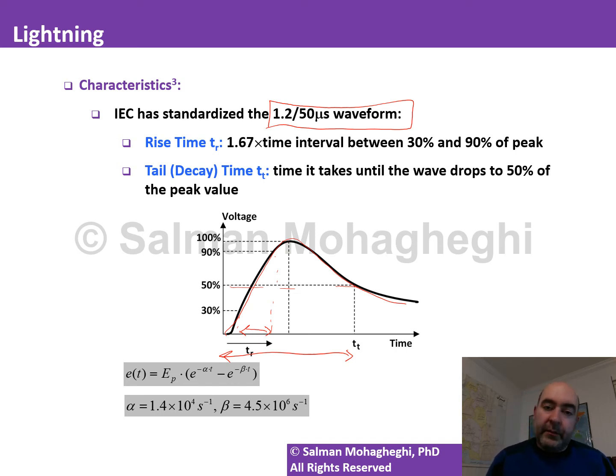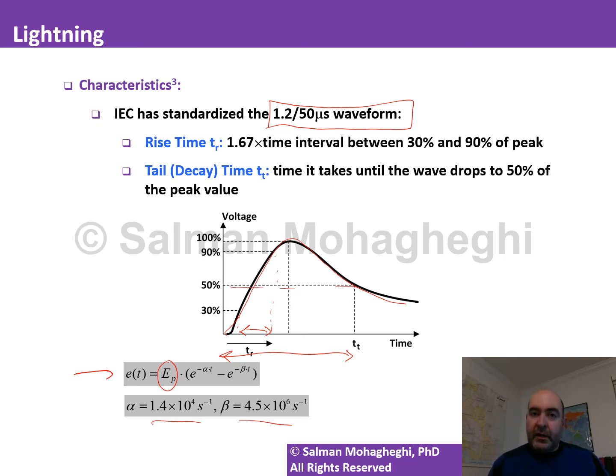So the standard waveform by IEC is 1.2 microsecond / 50 microsecond. That means it takes 1.2 microseconds to rise and then 50 microseconds to decay. Mathematically, you can model it as this function E of t, which has an E of p, which is the peak current, times e to the power of minus alpha t minus e to the power of minus beta t. And again, for 1.2/50 microsecond waveform, these are the values for alpha and beta. So this is the waveform that we generate in high voltage labs in order to test equipment.